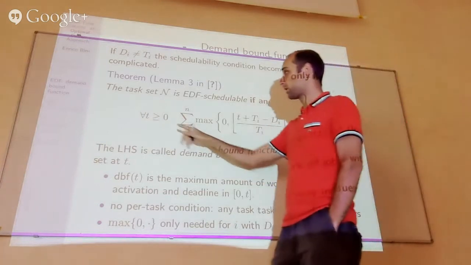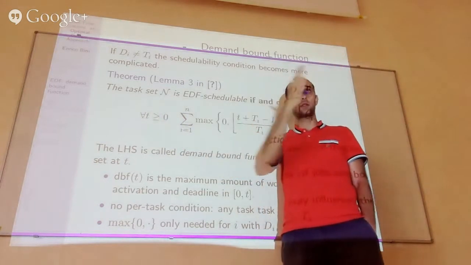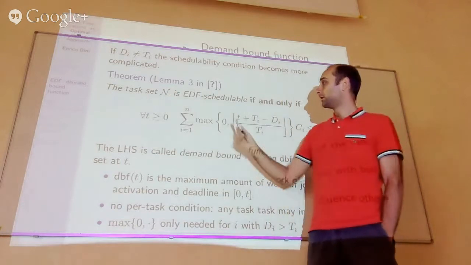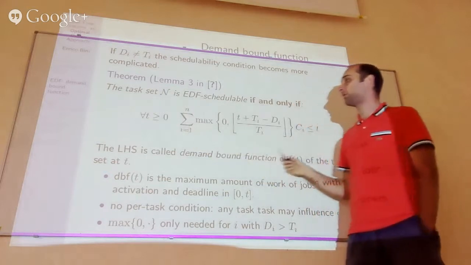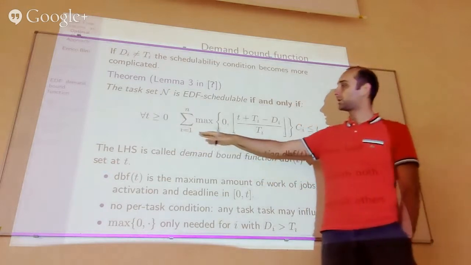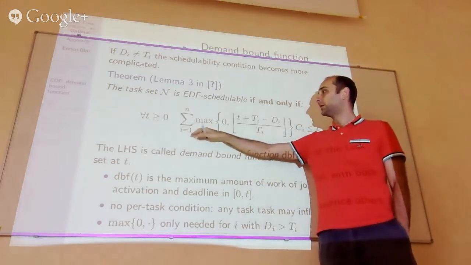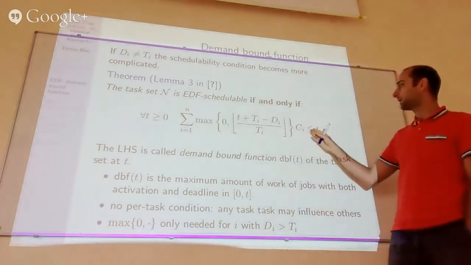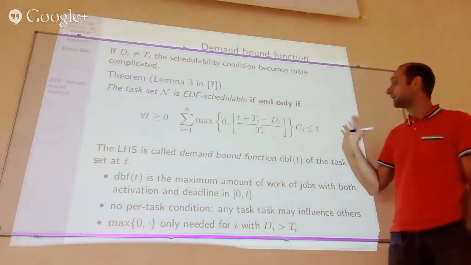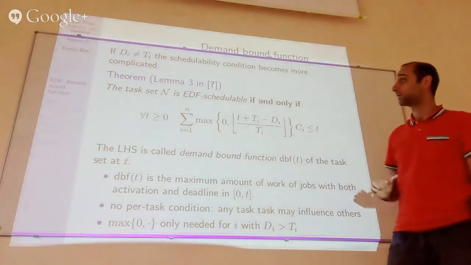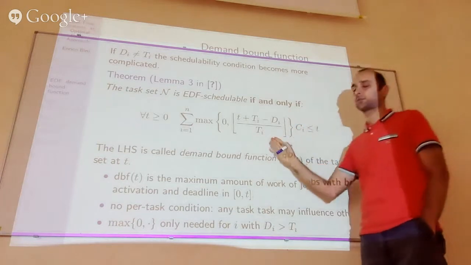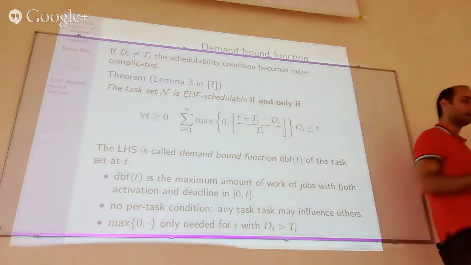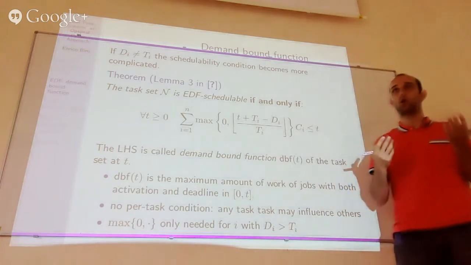This condition requires that for all t, for all time instances over time, the left-hand side here, called the demand-bound function, which I'll draw later, has to be less than or equal to t. It has to be true for all t. Basically, the demand-bound function is the amount of computation of jobs.